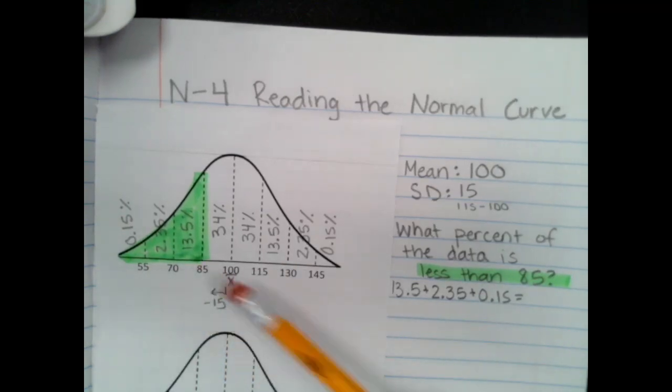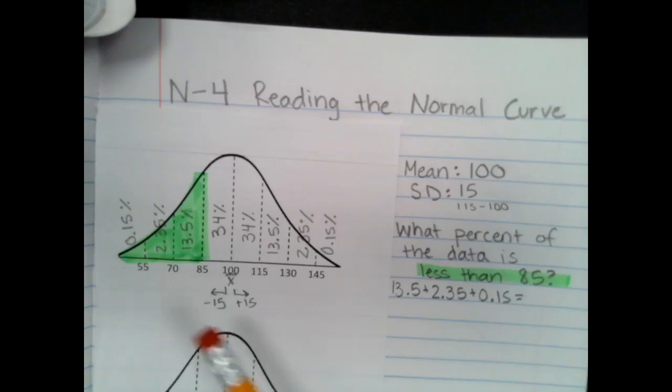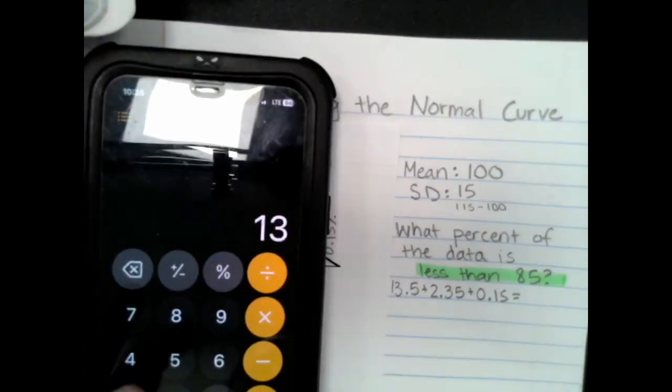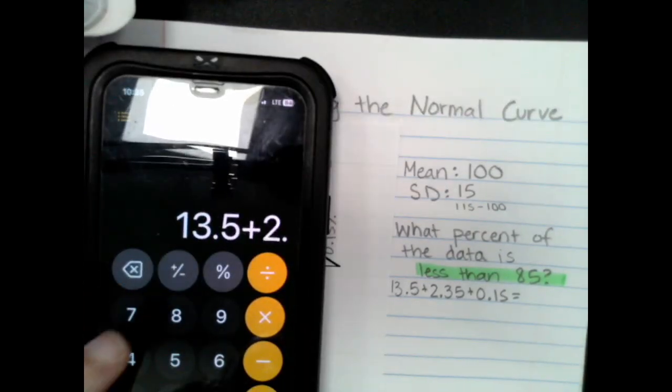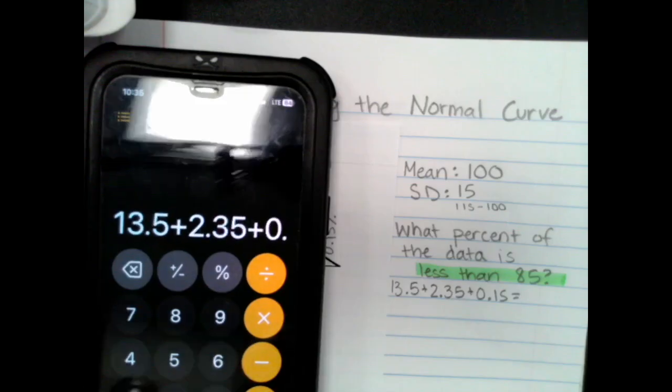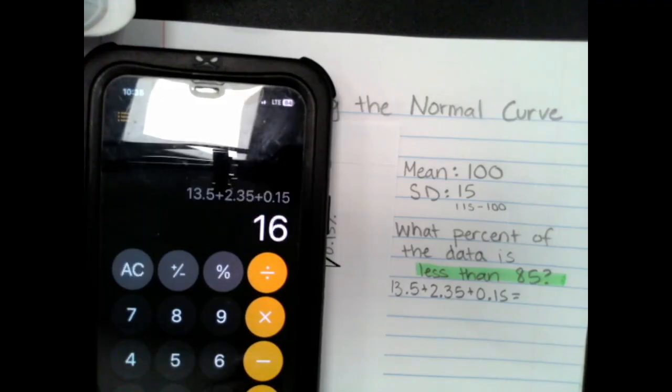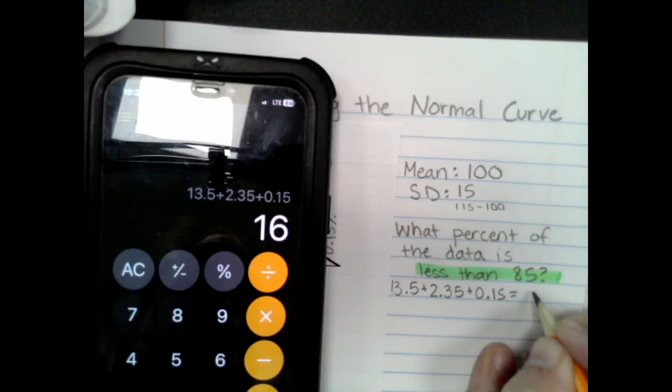So these numbers are going to be important if you didn't write them down yesterday. If you didn't do notes yesterday for some reason, these are really important numbers. You do need to know those on the test. Okay, those numbers are not given to you on the test. So 13.5 plus 2.35 plus 0.15, and our answer is 16%.